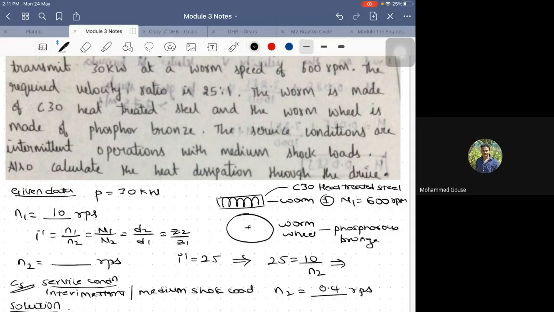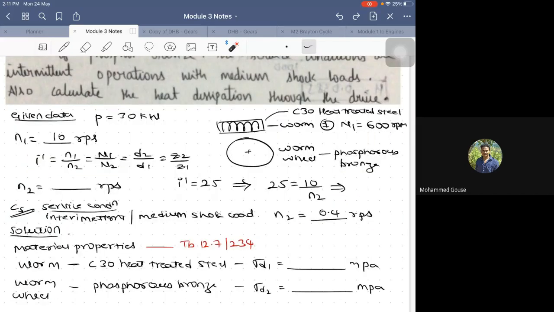The first thing, he has specified the materials, but he has not given the values of sigma D1 and sigma D2, which are very much essential for us. The values of sigma D1 and sigma D2 have to be taken from the table. Pick those values from table number 12.7, page number 234. Refer your data handbooks, everyone. Give me the values of design stress for the material he has specified.